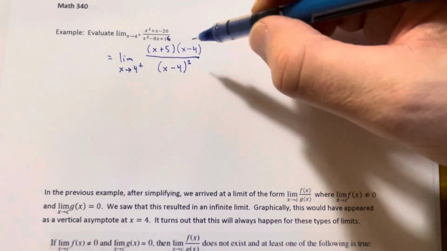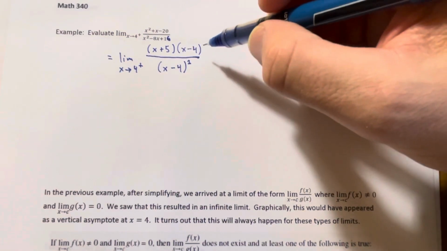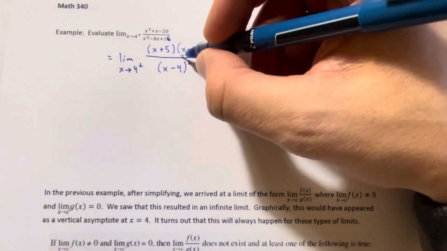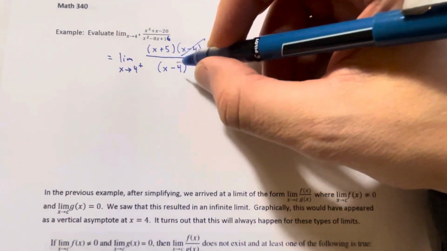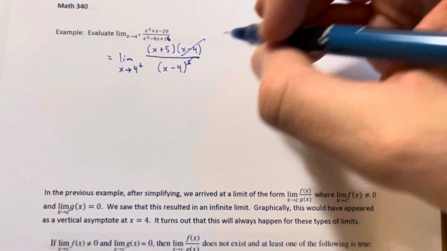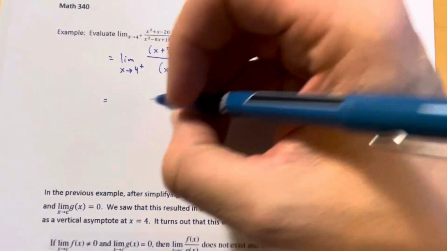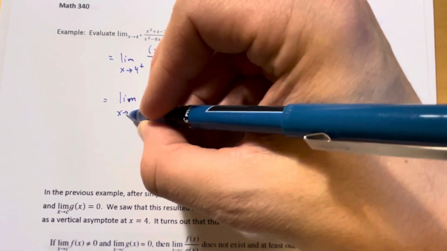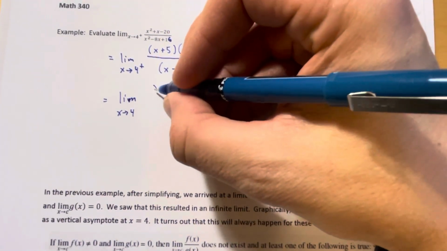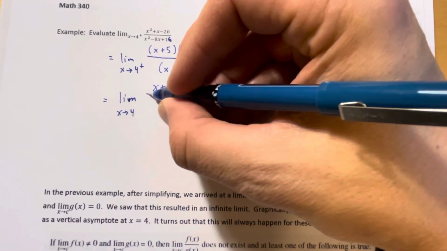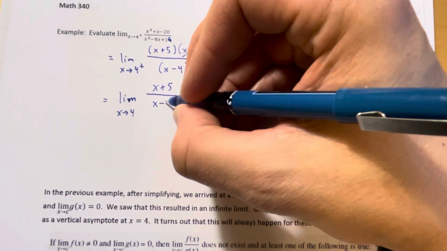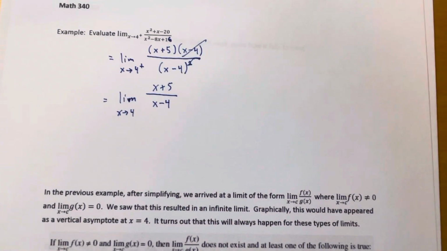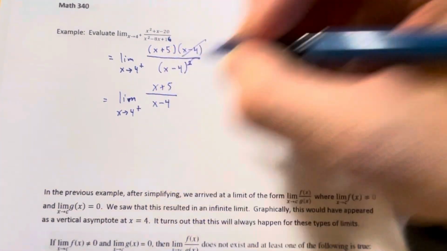When I'm trying to evaluate this limit, I'm going to do what I did before and do some canceling. Now this x minus 4 can cancel with one of the x minus 4s down here, but there's still another one since I was squaring that. So this is the limit as x approaches 4 of x plus 5, that's still in my numerator, over the one remaining factor of x minus 4 down in my denominator. And again, we're approaching from the right here.